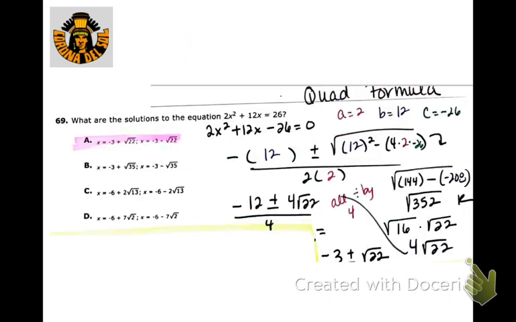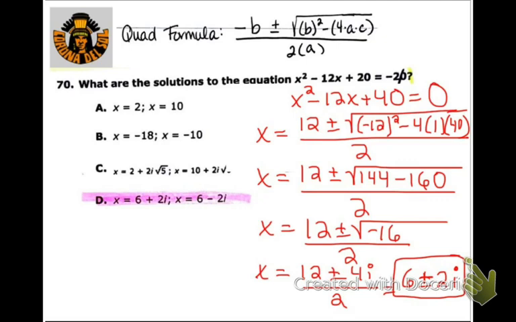Okay. All right, 69, quadratic formula. So subtract the 26 over to the left, and then you just start plugging it into the quadratic formula. So this one should be good. We've done a couple of those already. All right, number 70, I kind of worked out the quadratic formula again, just a little bit neater, I think, here. So you subtract or add the 20 over to the left, so then you get 40, and then you just plug it all in. Hopefully that all looks good to you.